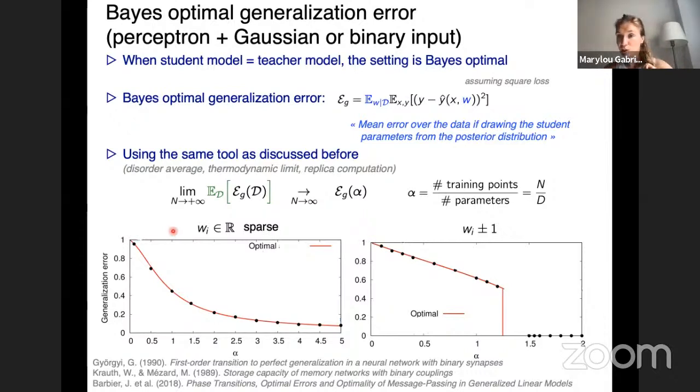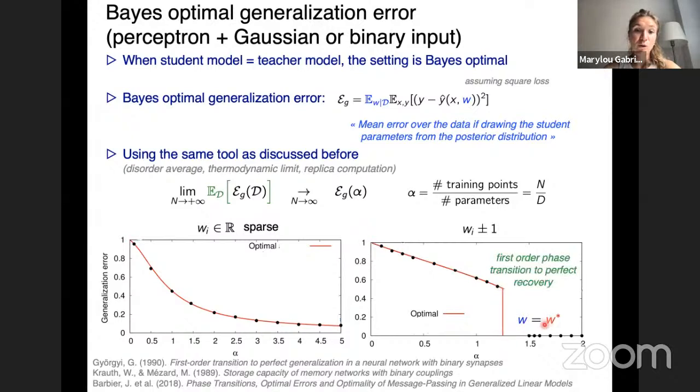So not all of the entries are zero, but non-zero, and they are real valued. And we see that as alpha increases, so as we are getting more and more training points, we are going to be able to generalize better and better. And if we have binary inputs and binary weights, then the generalization keeps improving as we get more and more data points, and then we have a jump to zero generalization error.